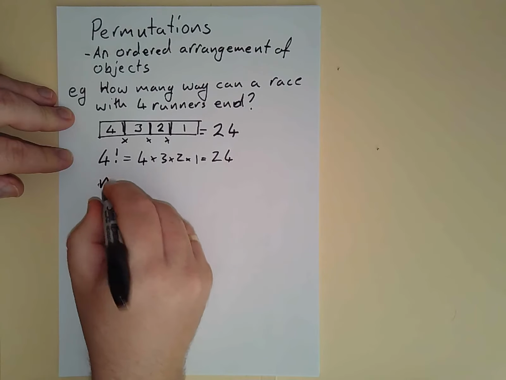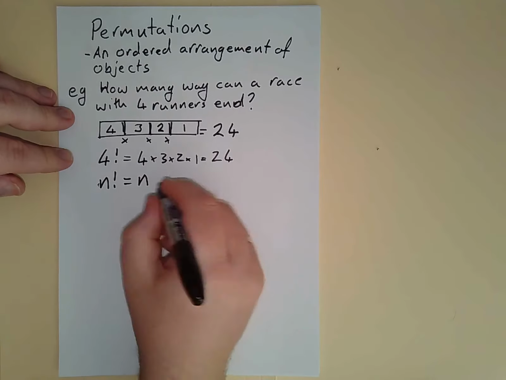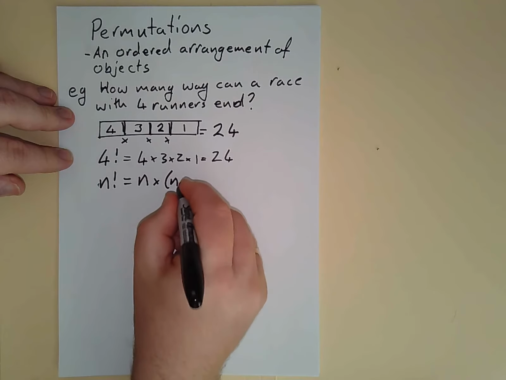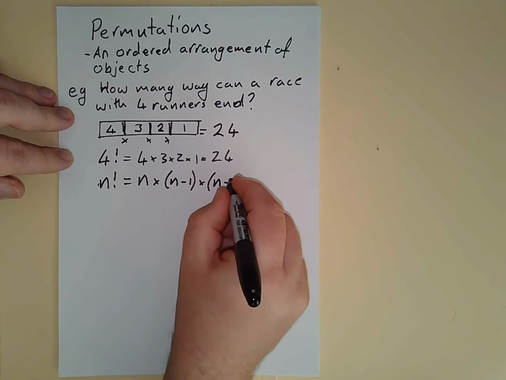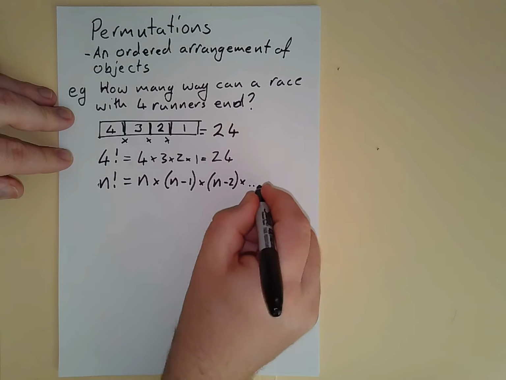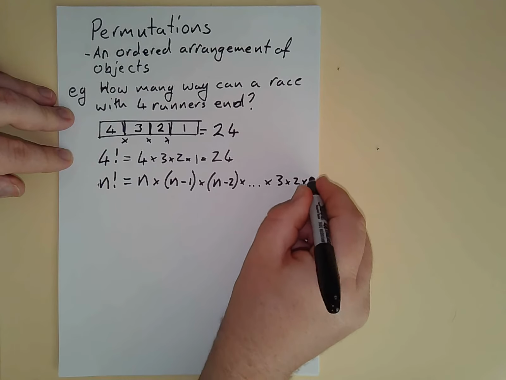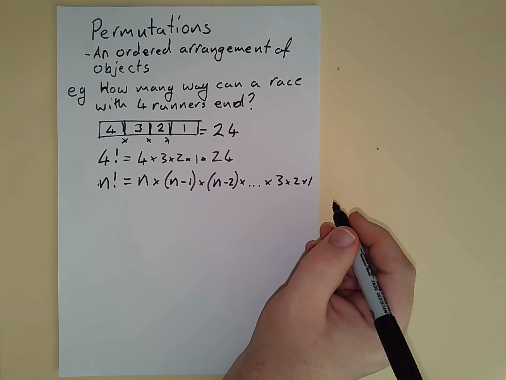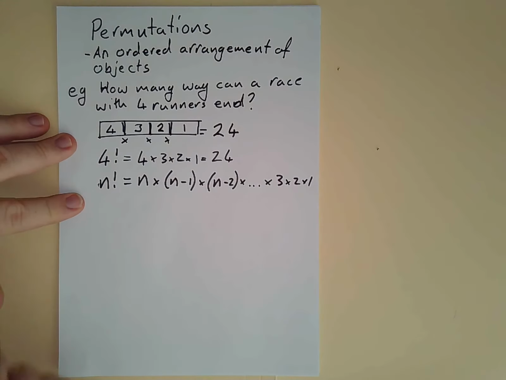In general, if I say n factorial, what it's saying is to times n by 1 less than n, by 1 less than that, which is n minus 2, and we keep going until we get to 1. So that's a factorial.